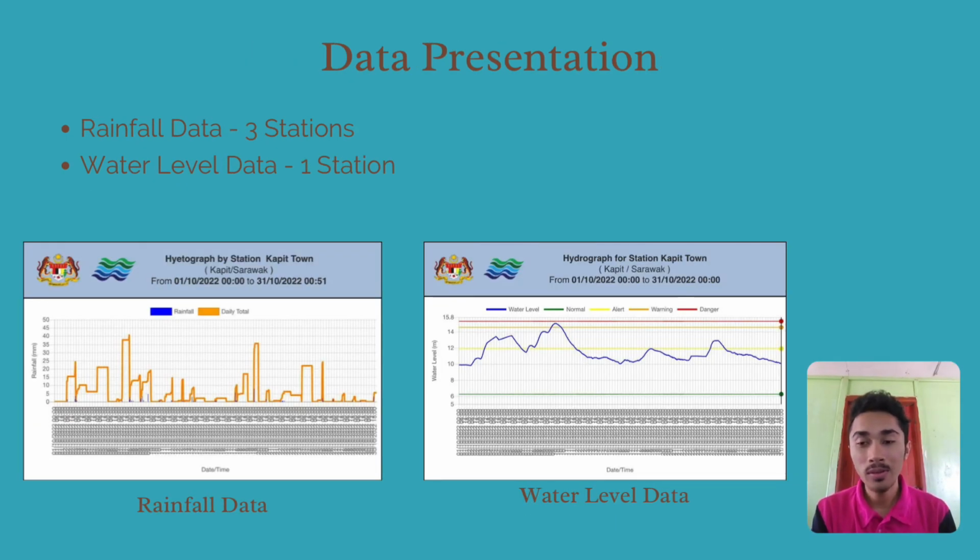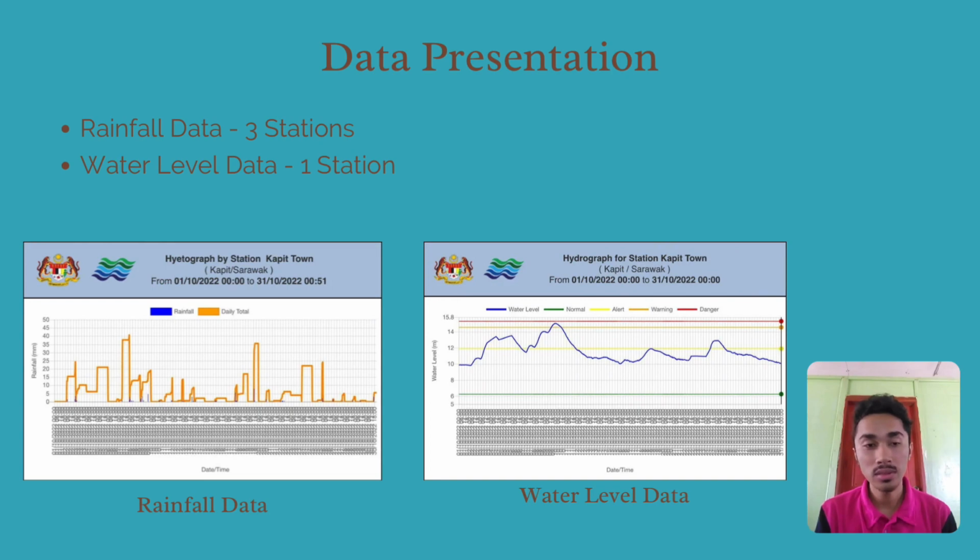So for the second part of my presentation, which is data presentation, it comprises how we find and tabulate the data from the website. The website is Infobanjir, which is very useful for researchers and to alert residents in the area about flash floods or floods in general, natural disasters that revolve around precipitation or rainfall.